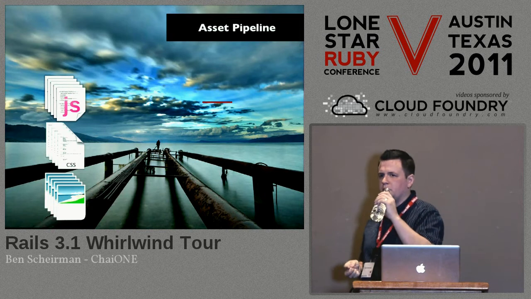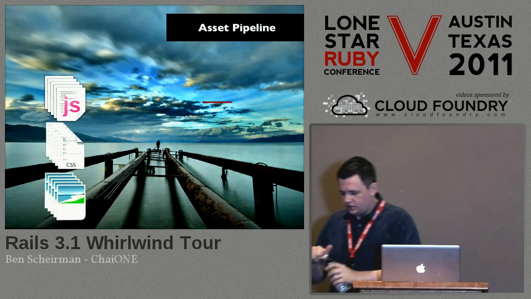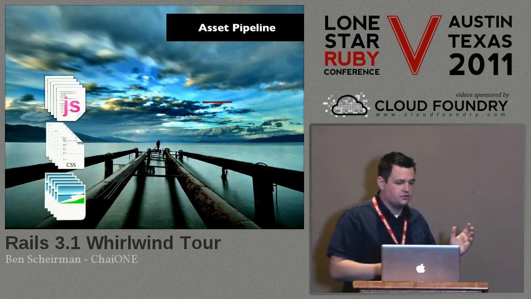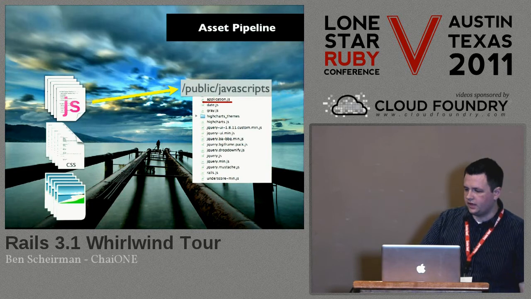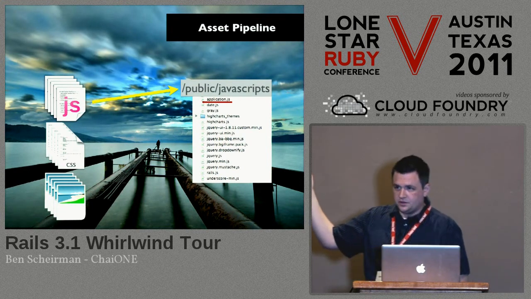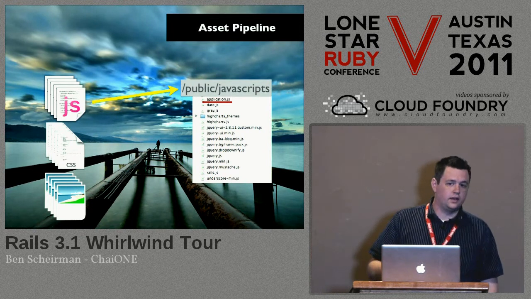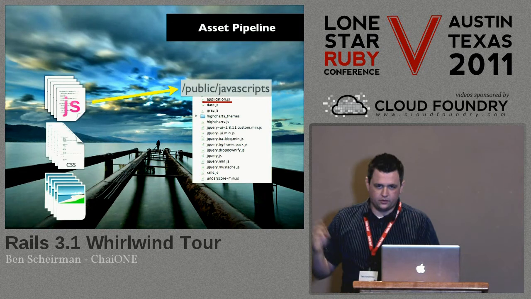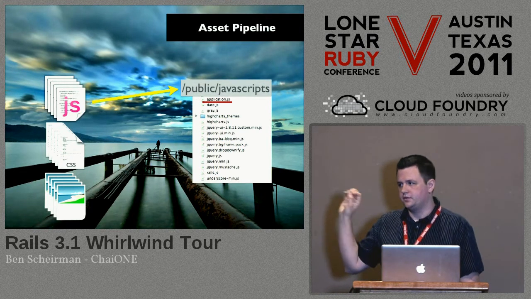Okay, next up is the asset pipeline. So you have an application. It's got a whole bunch of JavaScript, CSS, and images. So we'll look at the JavaScript case. This is a screenshot from a project that I worked on. The thing that's underlined there is the only file in JavaScript that I wrote. Everything else is third party, but they all sort of have to go in the same folder.